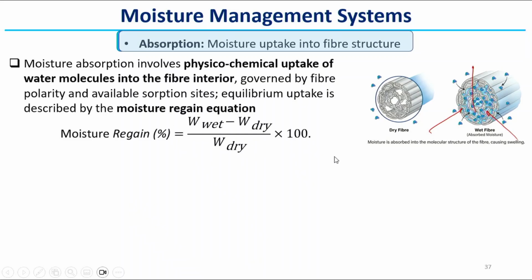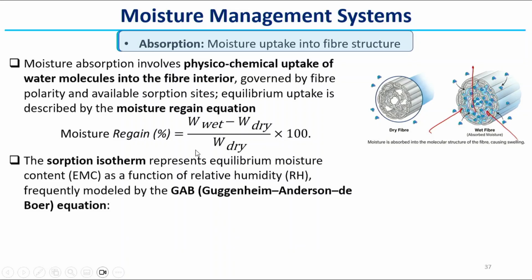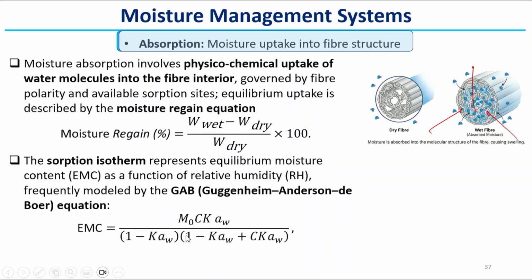This is the moisture regain equation. W means weight of the material, W dry is the weight of the dry material. So, from there we can calculate moisture regain, and the sorption isotherm represents the equilibrium moisture content as a function of relative humidity. So, this is the GAB equation.